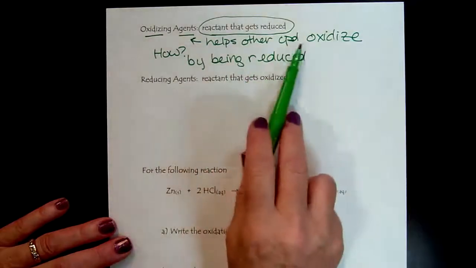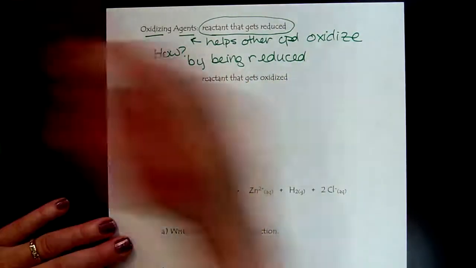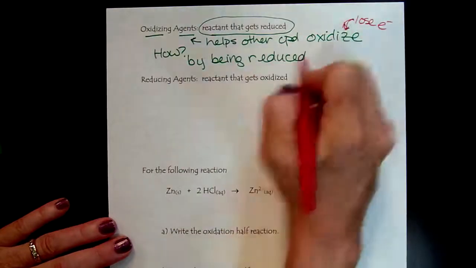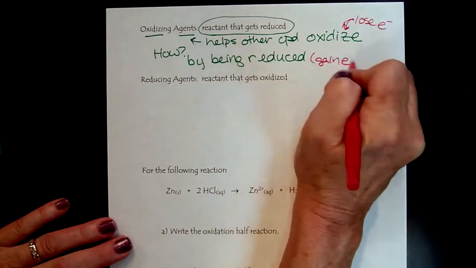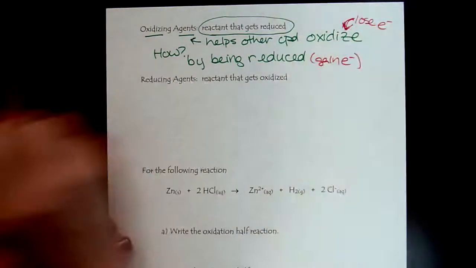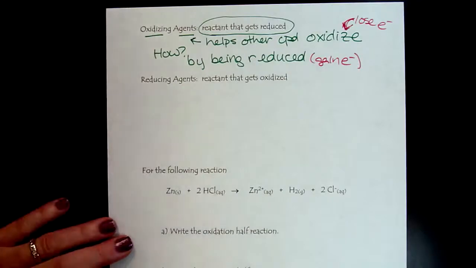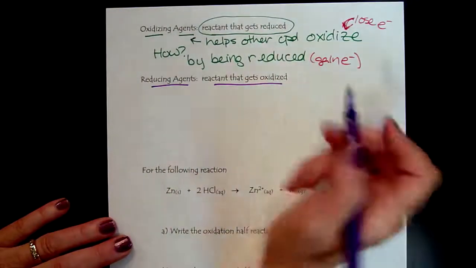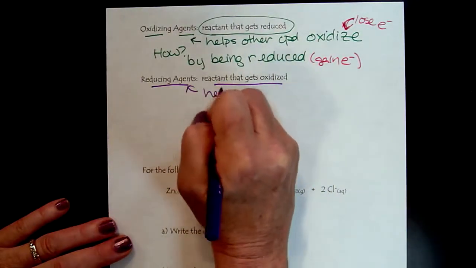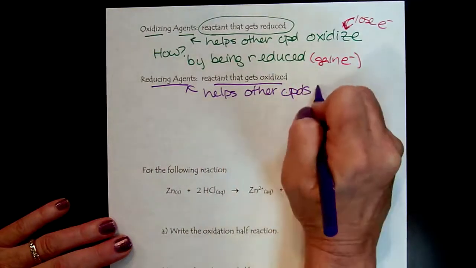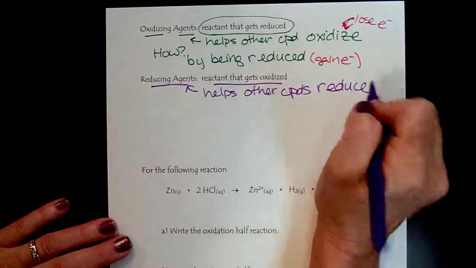So an oxidized compound wants to lose electrons. So somebody has to be able to gain them. There has to be an electron handout somewhere. So that's where this idea comes from. Okay? And then reducing agents will be the reverse. This is the reactant that gets oxidized. It helps other compounds reduce. And so it's just the reverse.